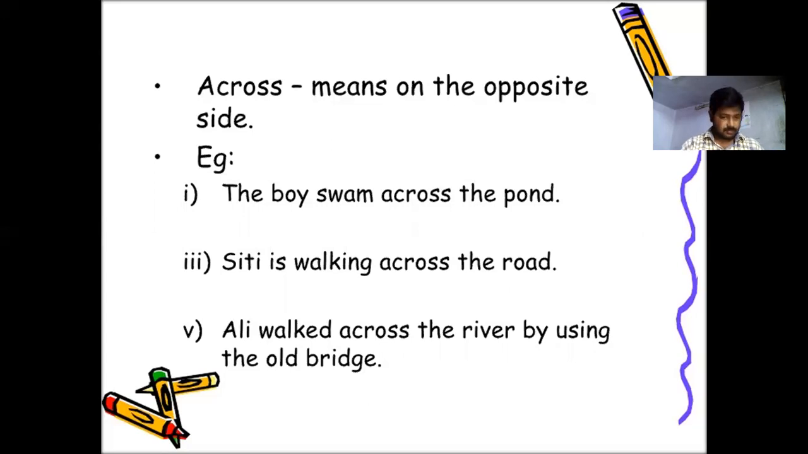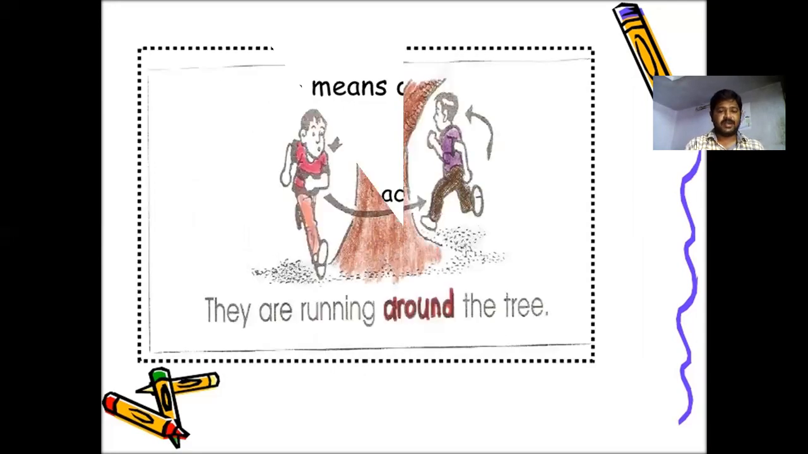She is walking across the road. Across means walking to the opposite side. Ali walked across the river by using the old bridge.